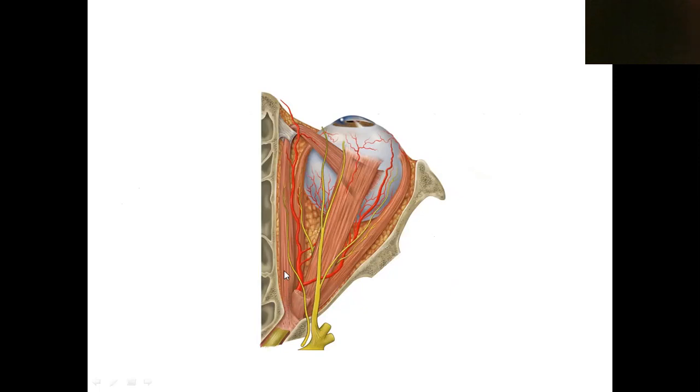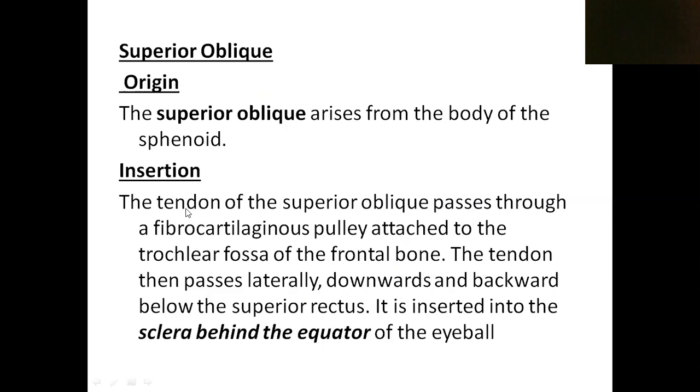From there, it first runs forward. Then it passes through a fibrous pulley. See, this is the fibrous pulley. Then it turns laterally. This is the lateral side. Here comes the nose, and here comes the other eyeball. So it runs towards the side, laterally. It passes through a fibrous pulley, then turns laterally and backward and inserts to the sclera behind the equator of the eyeball. This is the insertion.